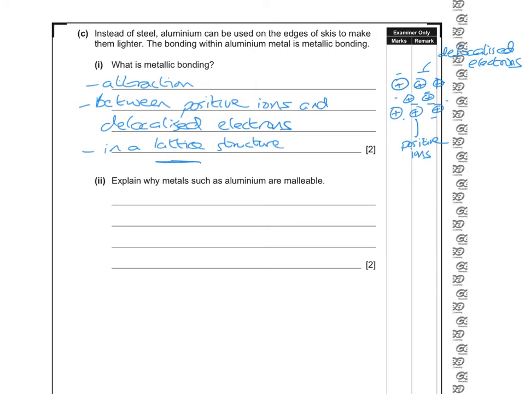Okay, on to part 2. Malleable just means that it can be hammered into shape. So here we've got part of a metallic bond with the layers of ions. So if you were to hit it here, then this layer would move across the layer that's under it. But there's still an attraction between those positive ions and the delocalized electrons. So the structure still holds together. It doesn't go apart. So that's why they're malleable and indeed ductile. These layers can slide over each other without disrupting the structure.